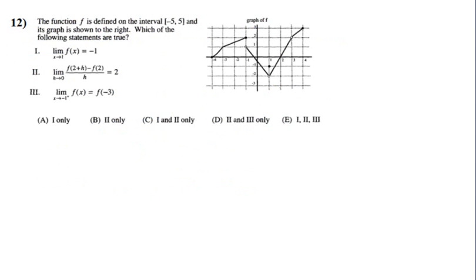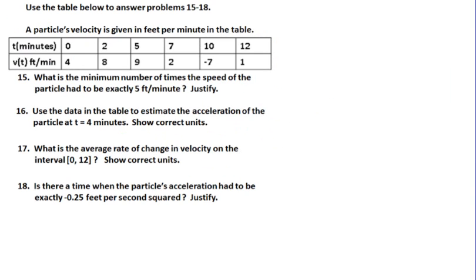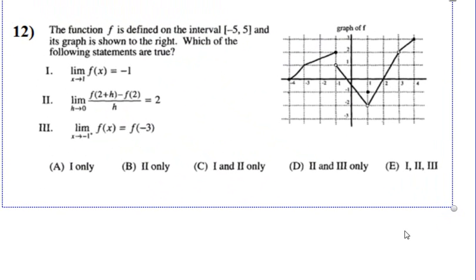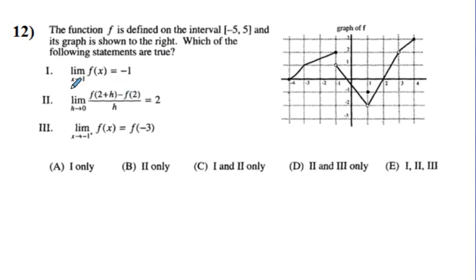Next problem, 12. The function f is defined in the interval negative 5 to 5, and its graph is shown to the right. Which of the following statements are true? So we usually check these things one at a time. Let me go ahead and magnify that somewhat. So 1, the limit as x approaches 1 of f of x equals negative 1. So let's go to x equals 1. The limit as x approaches 1, which would be the limit from the left side and the right side, is not negative 1. It's going to be negative 2. So that is not a correct choice. So now we know that A is not right.